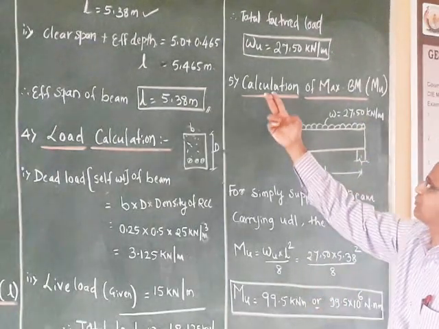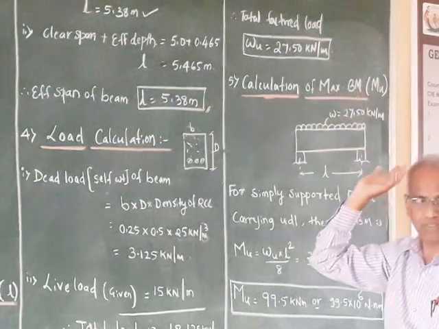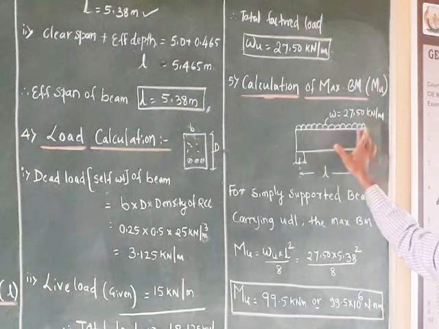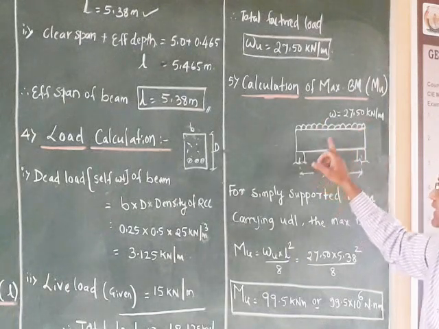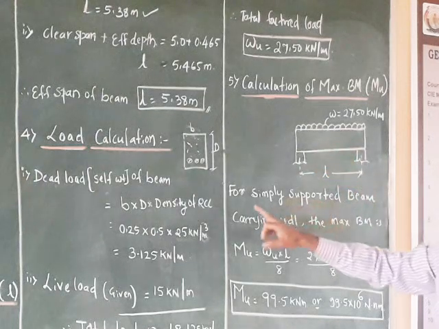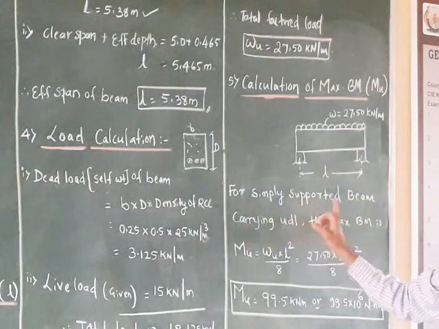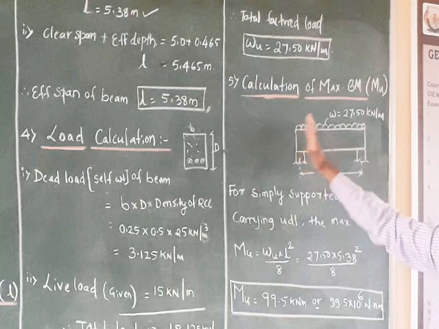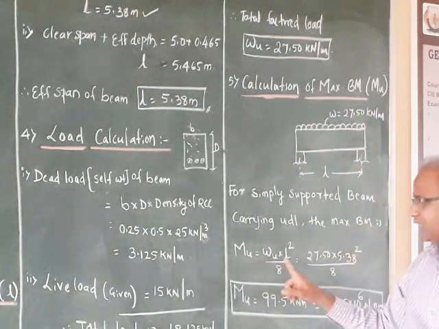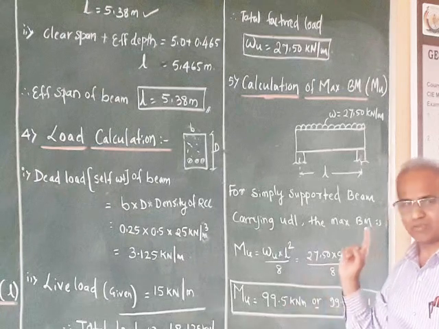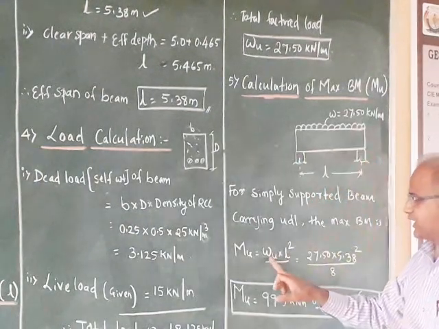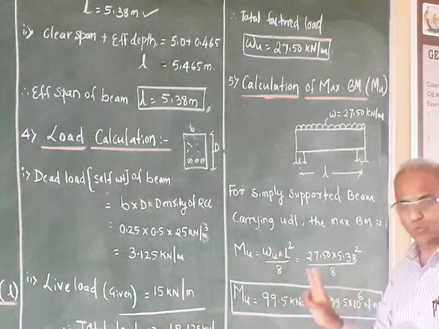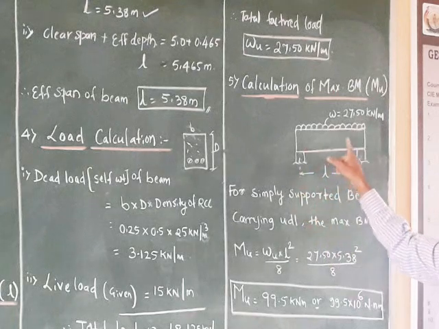Now the next step is calculation of maximum bending moment. This is a simply supported beam with UDL throughout the span, so there will be maximum bending moment at the center. For a simply supported beam carrying UDL throughout the span, the maximum bending moment is calculated as WL square by 8. If it is a cantilever beam, it is WL square by 2. In this case it is a simply supported beam with UDL.